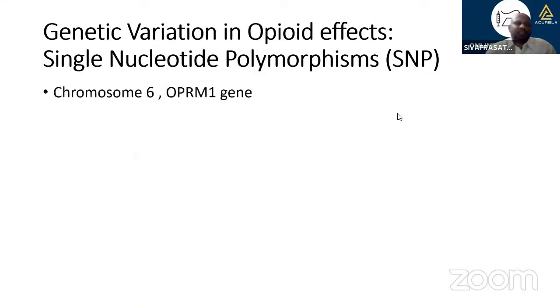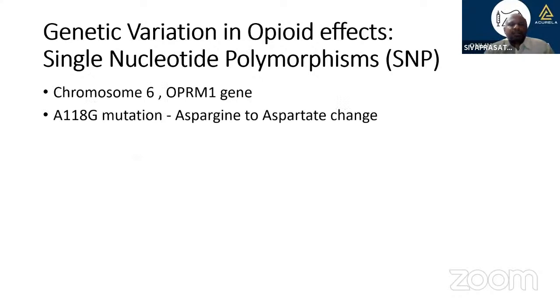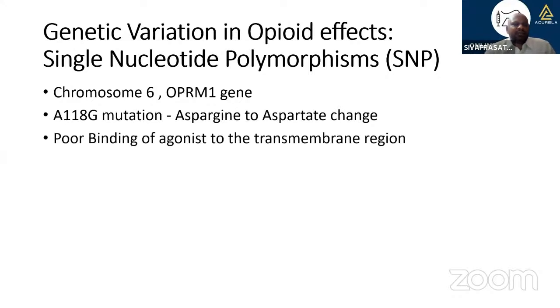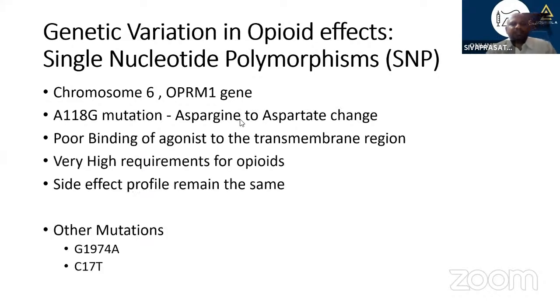You might have seen that some patients respond quickly to opioid therapy and some are resistant. This is because of the A118G mutation in the OPRM1 gene on chromosome 6, which codes for the mu receptor. If patients have this mutation, the drug effects won't occur easily, but the side effect profile will remain the same.